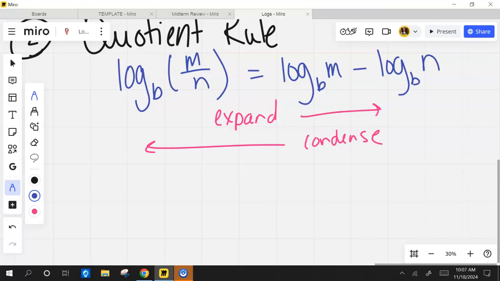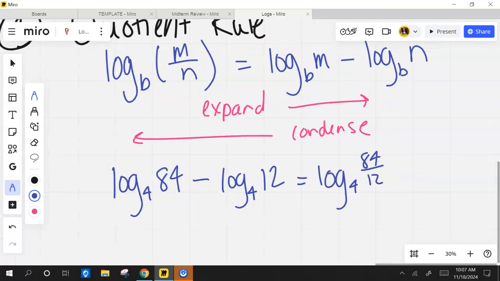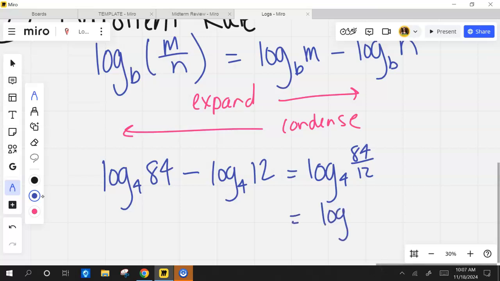Read the example, Grayson. Log base 4 of 84 minus log base 4 of 12. There you go. So if I condense these, condensing means I end up with log written only one time. Log base 4 of 84 over 12. Yes, you can. Now it's condensed.